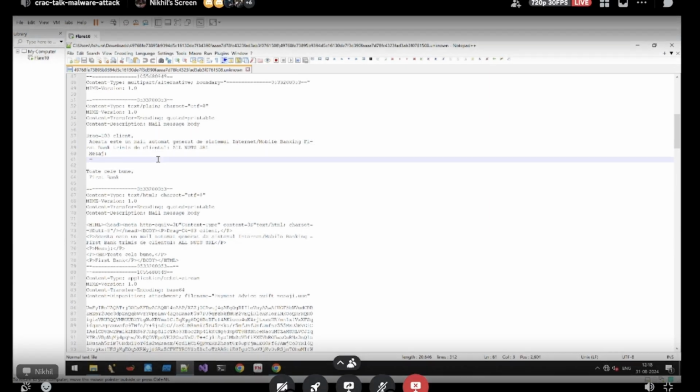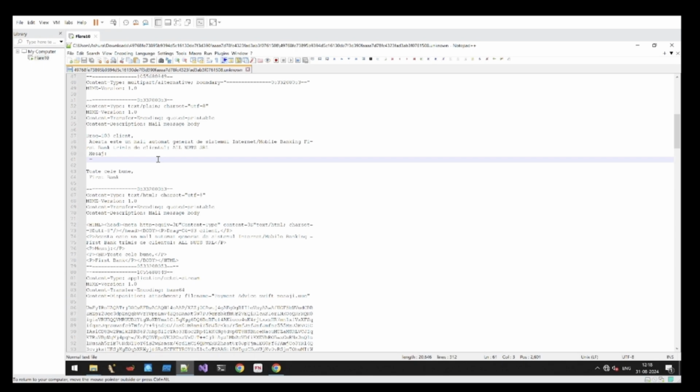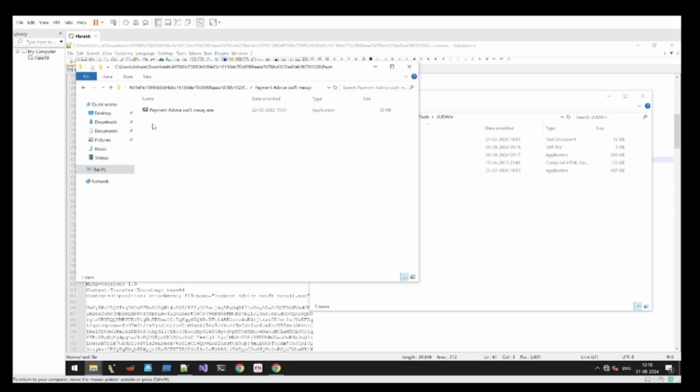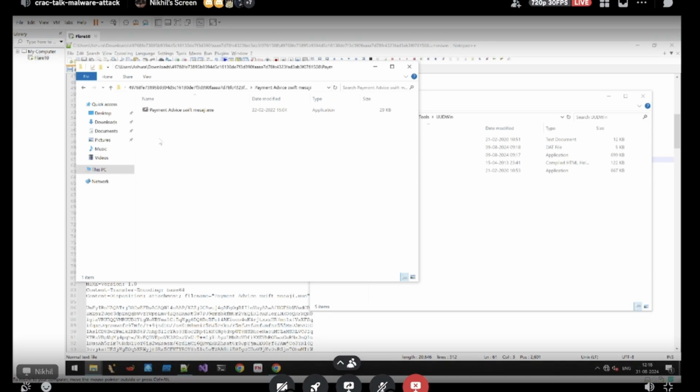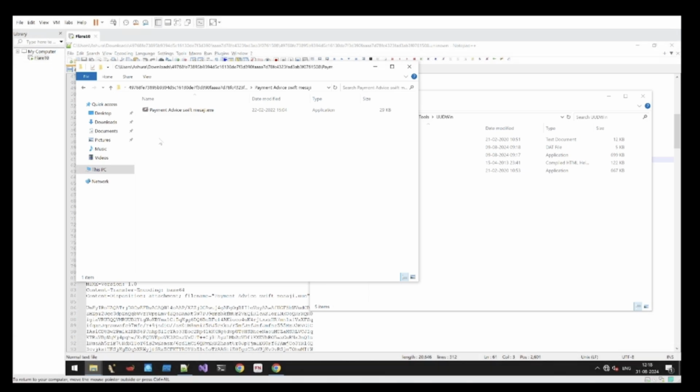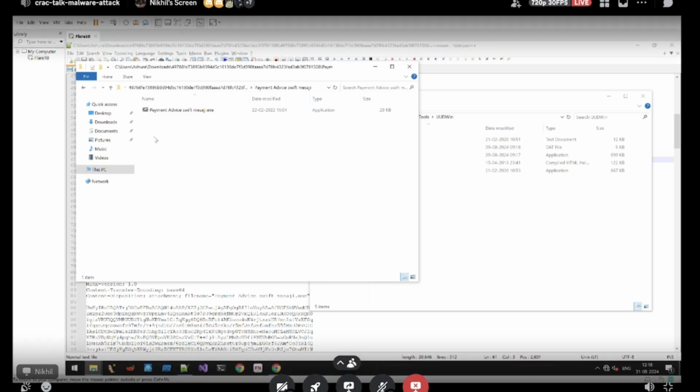Whatever that text is, usually it will be some kind of social engineering tactic to try and make the user open this exe file. So that will be whatever's there in the text. It'll be some kind of urgent thing, right? It'll be like, your invoice payment has been declined. So open this file, and then that will fix the situation or whatever.